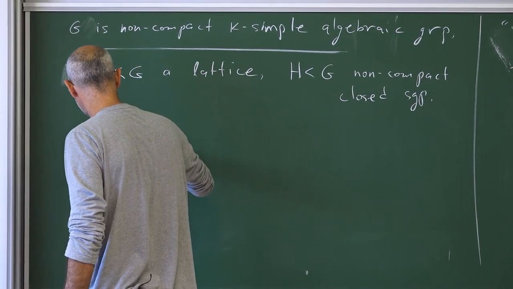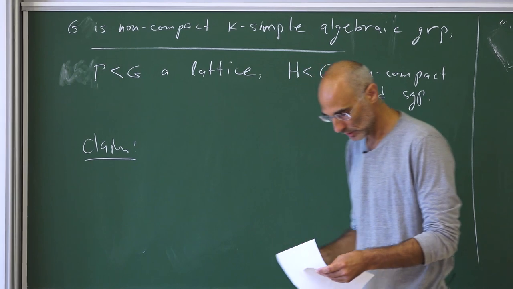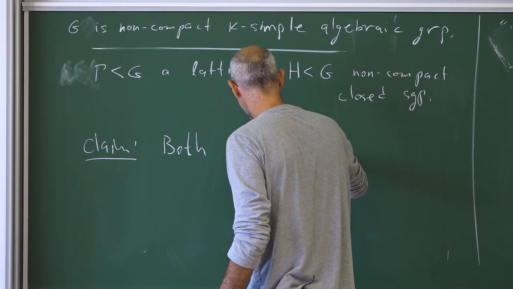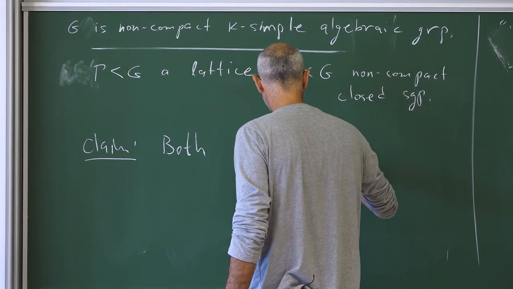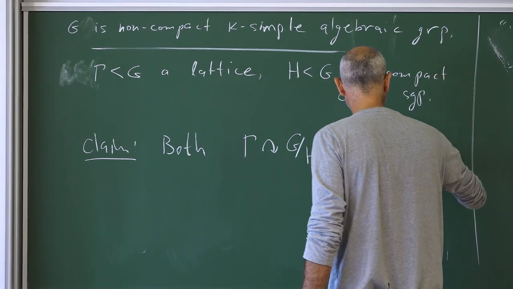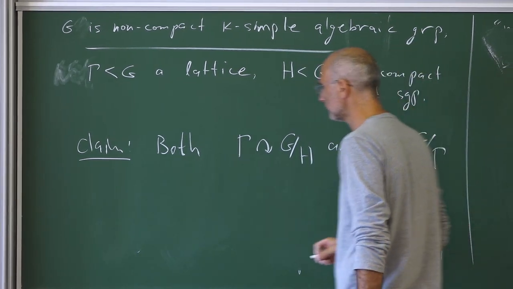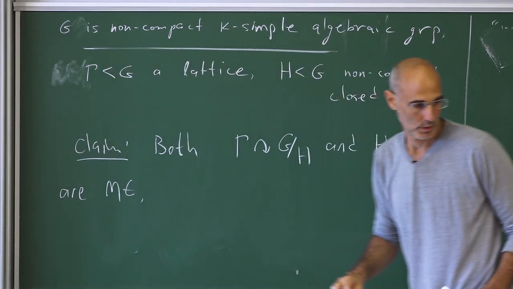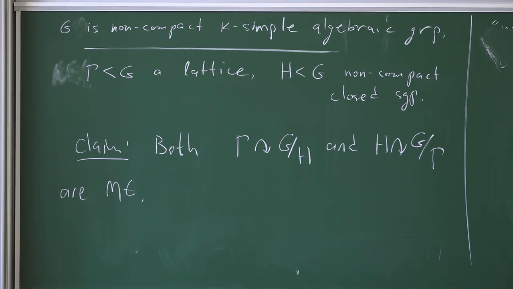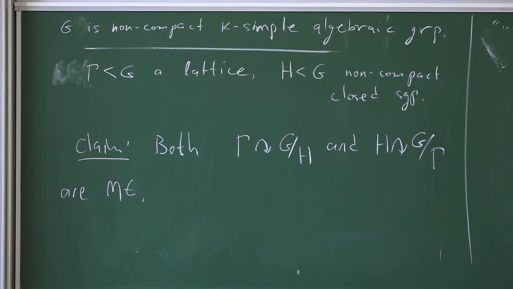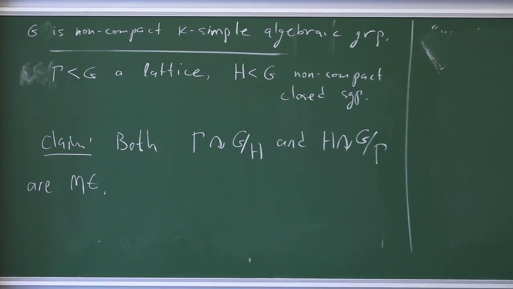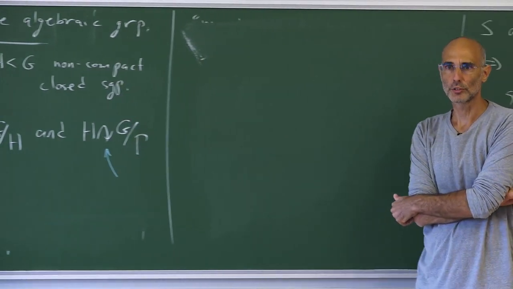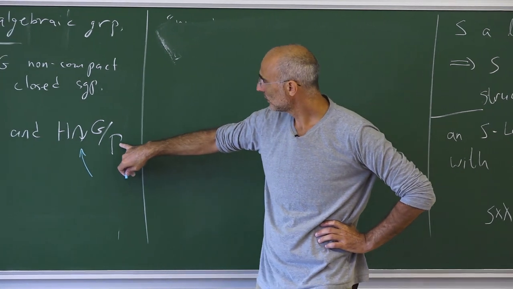And the following claim will be important for us: both the action of gamma on G mod H and the action of H on G mod gamma are ME. The reasons are somewhat similar, but not entirely the same. So let me explain why. I will not prove it for you, but this is very classical.